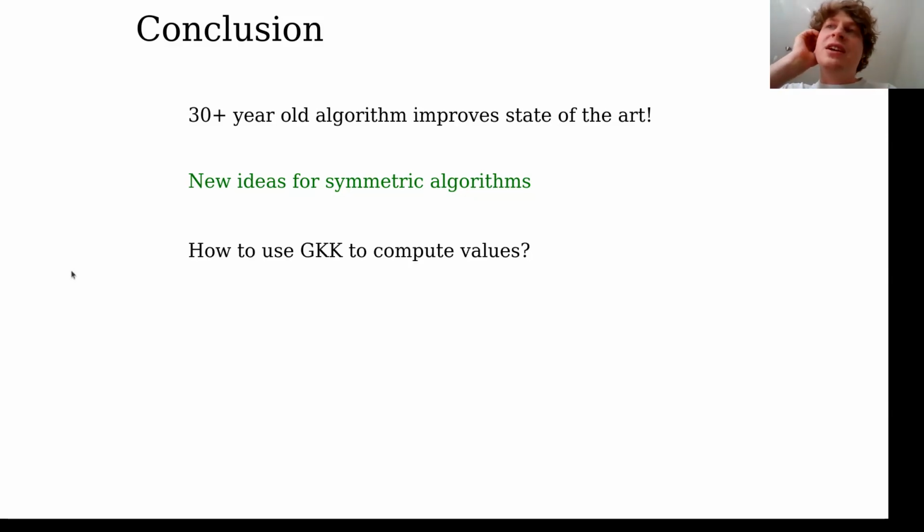Now, a question is, can we use this to actually compute values? I ask this question because the current state of the art for the problem of computing values in the mean-payoff game is this bound, and it makes use of the value iteration algorithm that we mentioned. But now, since we have a better symmetric algorithm, maybe we can get a better bound for computing the values. So that's one open question. There are others.